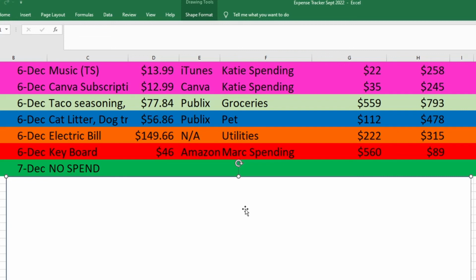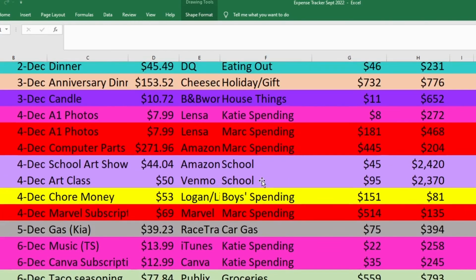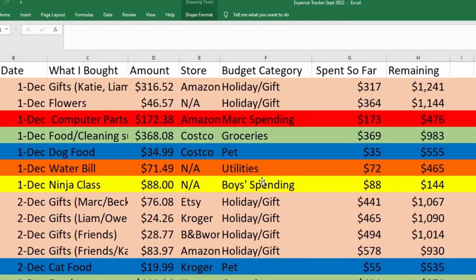We didn't go over in any categories, but it just feels like a lot of transactions, and it feels like we just spent so much in this first week of December. I knew December was going to be that way, so it's not like a shocker or anything, but I don't know. It's just not great to look at.